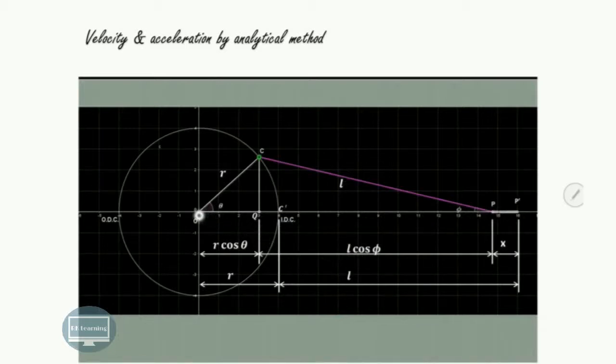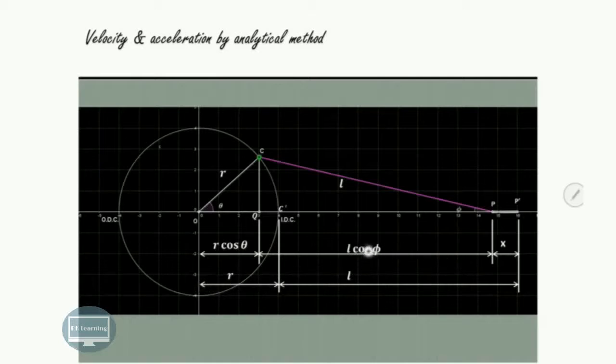Similarly, when the crank is coinciding with inner dead center position, we are having this OC dash as the position of the crank, and that is nothing but the radius R of the crank. Similarly, this C dash and this P dash will be nothing but what? It is the connecting rod. So L is the connecting rod. So L plus R will be this particular total distance. So from this up to this is L plus R.